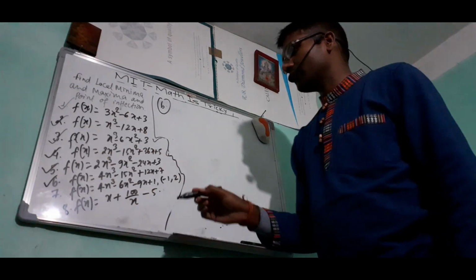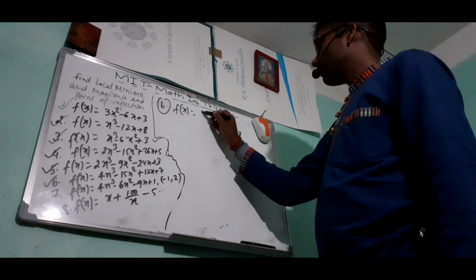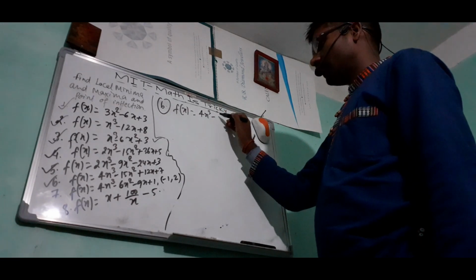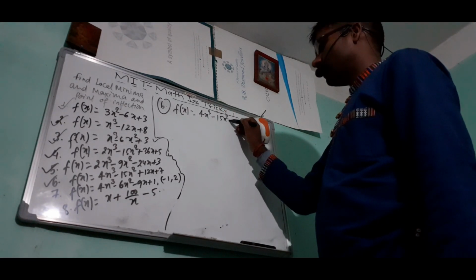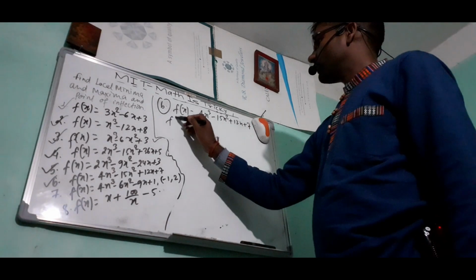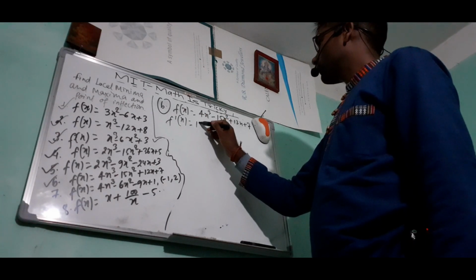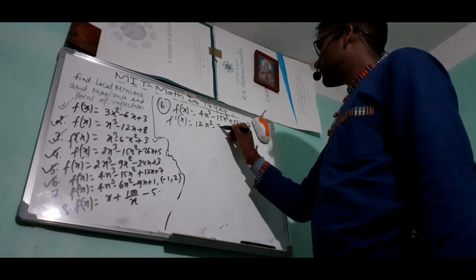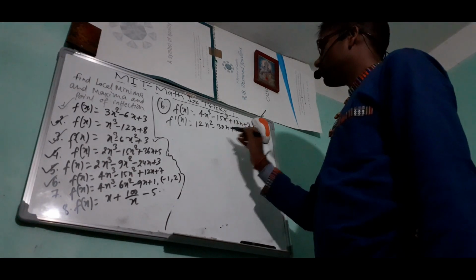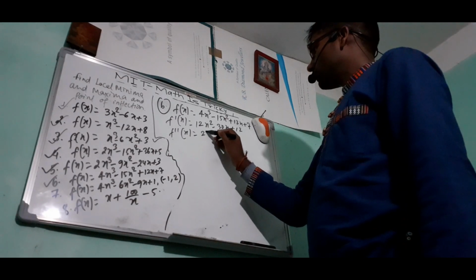Question number 6. So f(x) is given to be 4x cubed minus 15x squared plus 12x plus 7. So f'(x) will simply be 12x squared minus 30x plus 12. Let me find the second derivative also. So it is 24x minus 30.